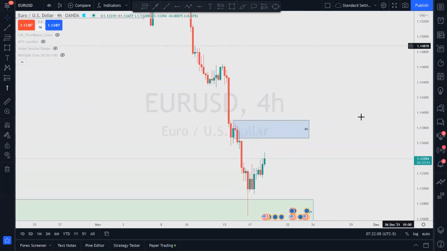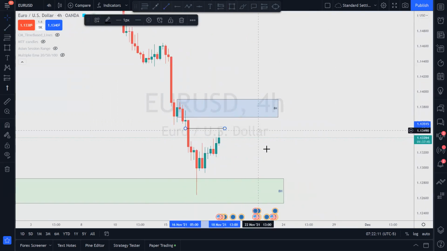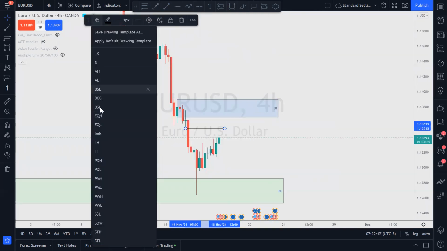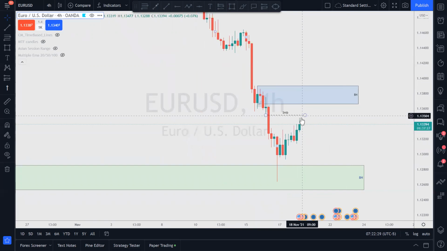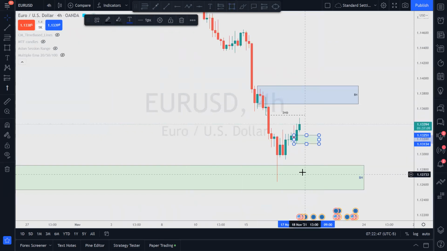All right, now, you want to make note of these inefficiencies. So I'm going to mark this imbalance here. This is an inefficient price movement here. So I'm going to mark that right there, and likely price will continue to fill this fair value gap. All right, and I'm going to make note of this 4 hour order block here. Bullish.